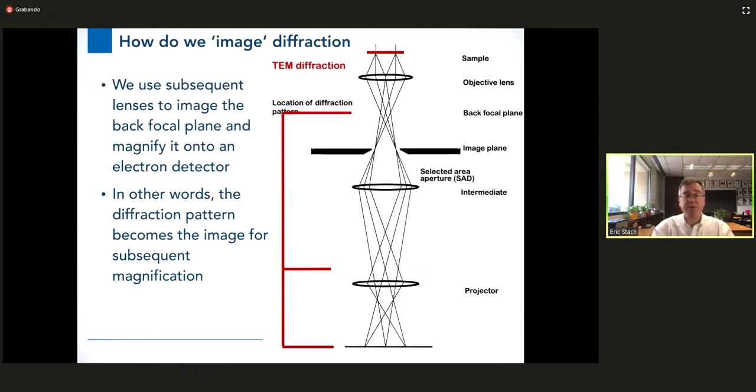So as a result, every time that you place a crystalline material inside of a TEM, you will necessarily see the diffraction events in the back focal plane of the objective lens. So that's great. It means that you can always look at a diffraction event. You can always get a diffraction pattern for any sample you put in the TEM.